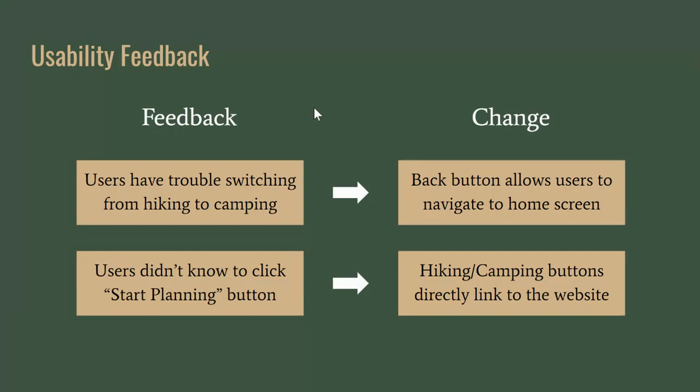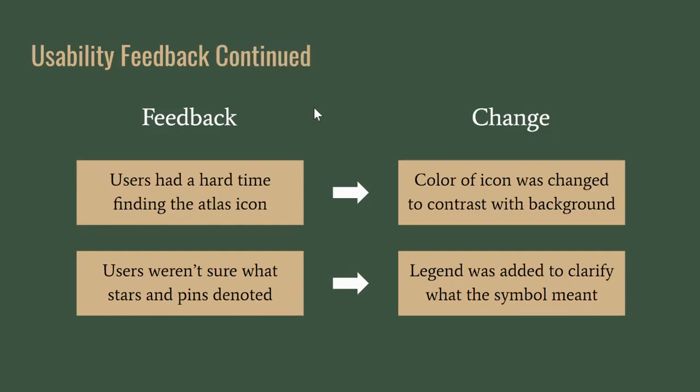Users also didn't know that they had to click the Start Planning button to enter the page, and we actually removed this Start Planning button because it was confusing. And now the I want to camp and I want to hike buttons directly link to the map.